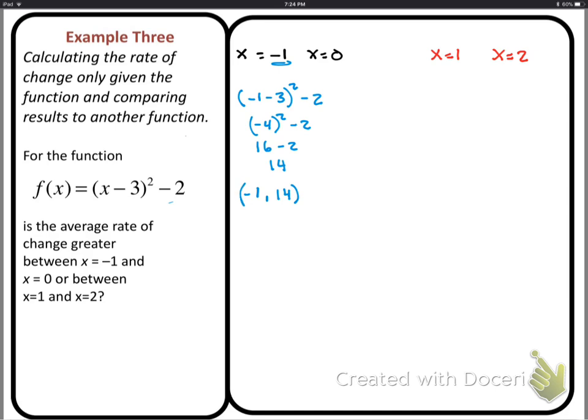Now I got to plug in my 0. And I'm going to do that underneath. So if I plug in my 0, I get 0 minus 3 squared minus 2. So this is negative 3 squared minus 2. Negative 3 squared is 9 minus 2, that's 7. So for 0, when I plugged in 0, I get out a 7. So now I got my two coordinates. I got my x1, y1, and now my x2, y2. And I can do my formula.